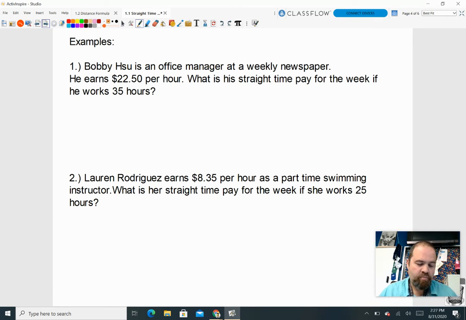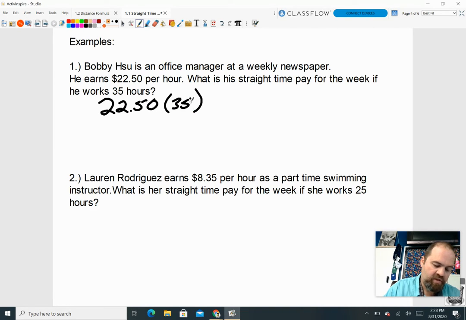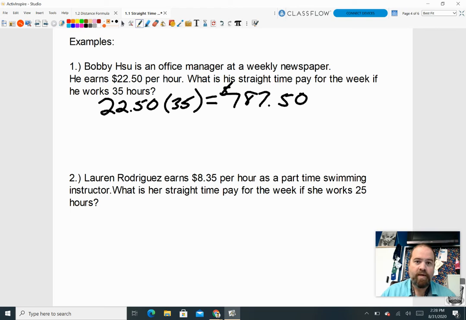All right, Bobby Sue is an office manager at a weekly newspaper. He earns $22.50 an hour. That's a pretty sweet gig. What is his straight time pay the week if he works 35 hours? So again, you take his hourly rate, $22.50, times the number of hours he worked last week, 35. Again, straight multiplication, nothing fancy, no kind of gotchas on this. It just is what it is. So for that week, $787.50. Okay.